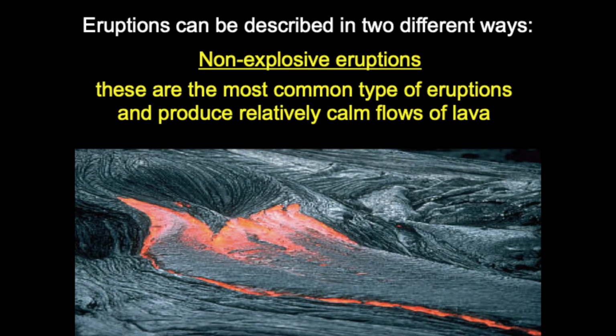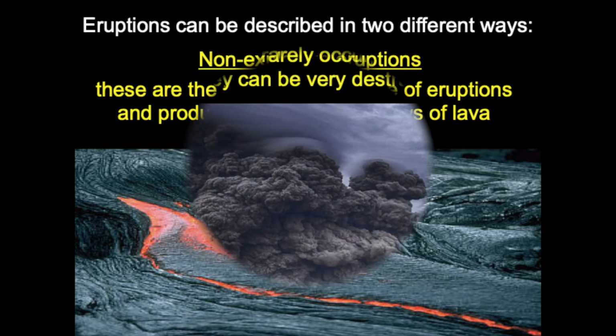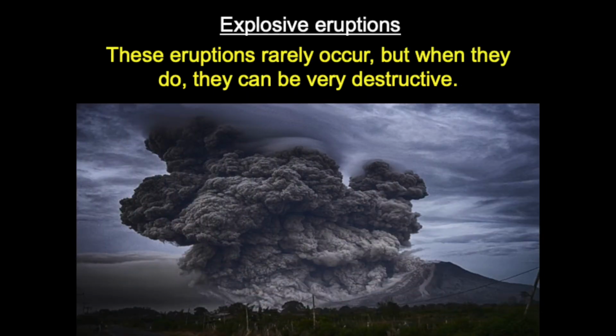And taking a look at eruptions, they can be described in two different ways. The first is the non-explosive eruptions. These are the most common types of eruptions, and they produce relatively calm flowing lava. The other type of eruption, you guessed it, is the explosive eruption. These eruptions rarely occur, but when they do, they can be very, very destructive.